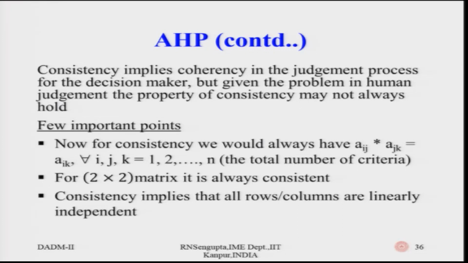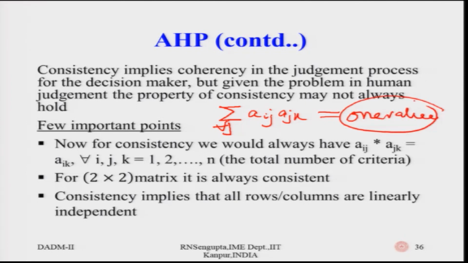So, what you are doing is you are adding up the values A I J, A J K for all values of J. That will give you one value which will be in the vector of the final score, if you remember we have done that. Doing that a number of times will obviously give you different levels of consistency. For a 2 by 2 matrix, it is always consistent. We would not go into the proofs, but I will state it.